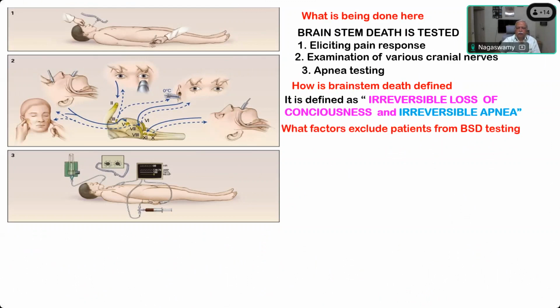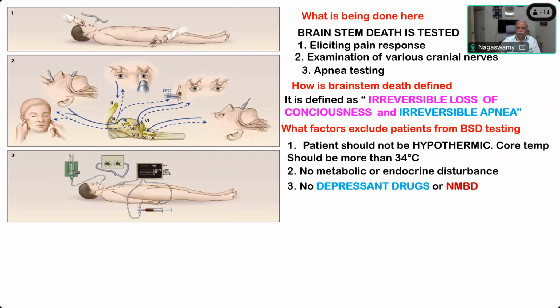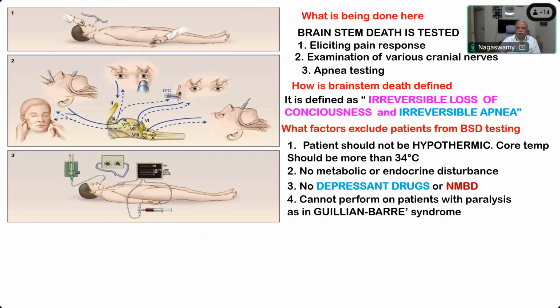What factors exclude patients from undergoing brainstem testing? Unstable hemodynamics, sir. Also, the patient should not have hypothermia; it is contraindicated. Core temperature should be more than 34. No metabolic or endocrine disturbance. No depressant drugs or neuromuscular blocking drugs. Cannot perform in patients with paralysis and Guillain-Barre syndrome.